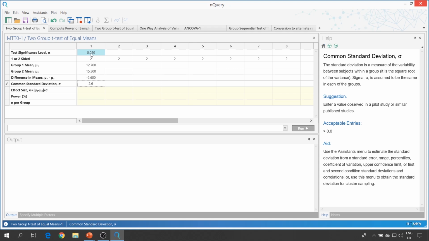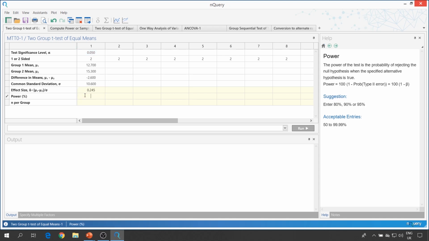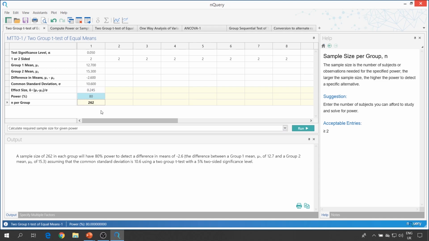So we just put in our group 1 and group 2 means. You can see the difference is 2.6 as expected. Then we have our standard deviation of 10.6, giving an effect size around 0.245, which on Cohen's standardized effect scale is probably a small effect size. And then we have a power of around 80%, and we see we get 262 per group as expected from the statement.